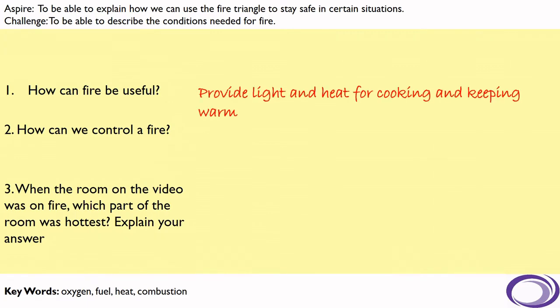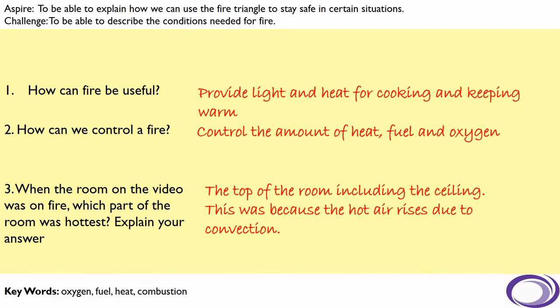So fire can be useful to provide light and to provide heat for cooking and keeping warm. To control a fire, you would need to control the amount of heat, fuel and oxygen. When the room was on fire, the top of the room, including the ceiling, was the hottest. This was because the hot air rises due to convection.